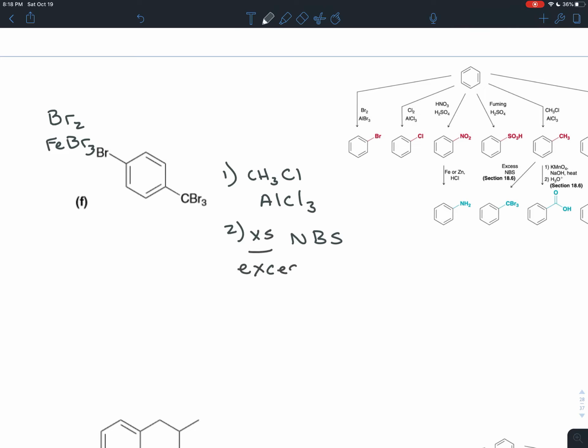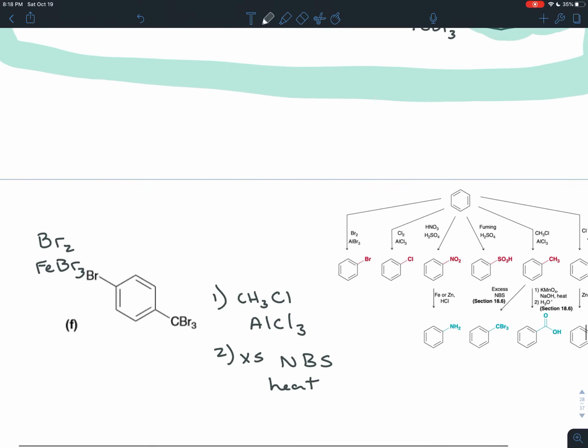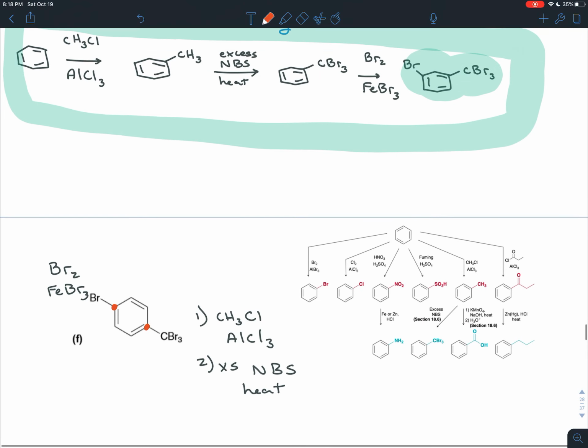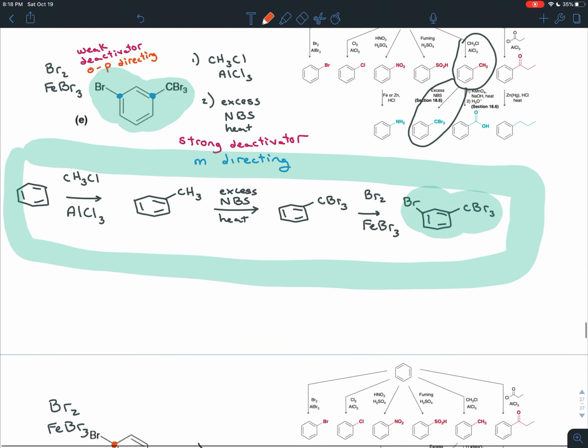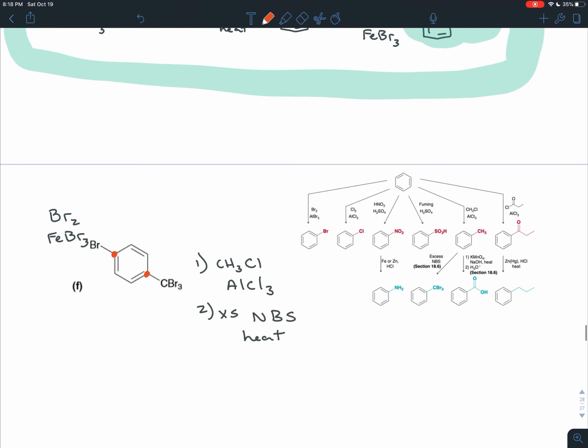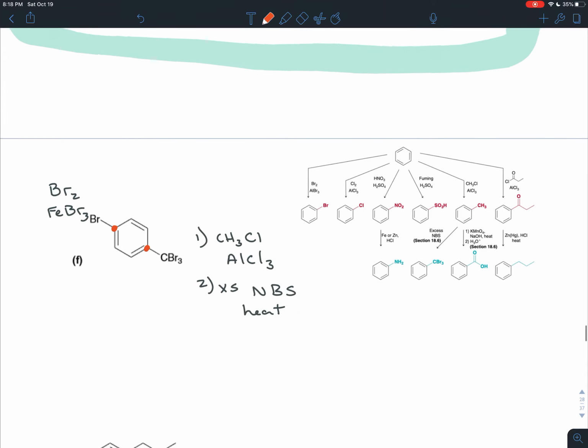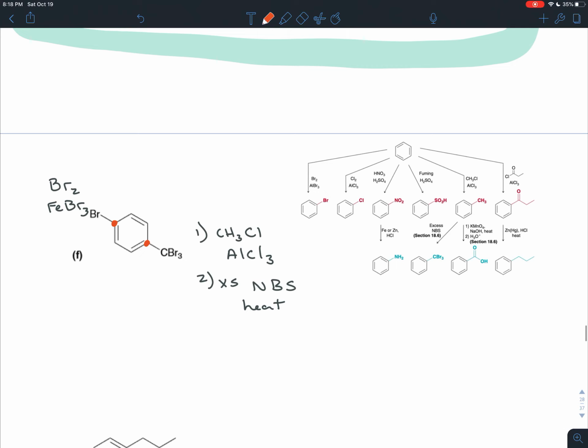This just means same, it's an abbreviation for excess. So excess NBS with heat. So those are our 2 recipes, but this is different from the last one because in this example, these branches are para to each other, sorry. They're para to each other. In the last example, they were meta. Now they're para.